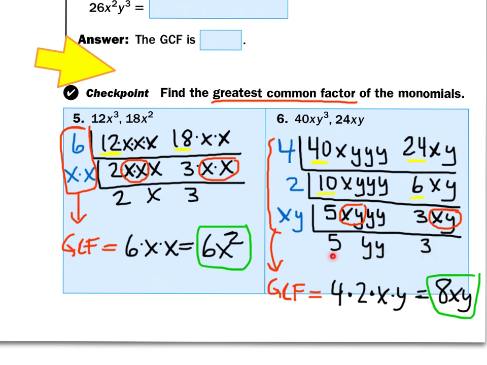Now remember, you have to get in the habit of looking down at the last layer of your birthday cake and making sure that nothing else is in common. And so we're done. So then you grab everything in the tower, and that's your greatest common factor. So the greatest common factor is 4 times 2 times x times y, which would be 8xy.